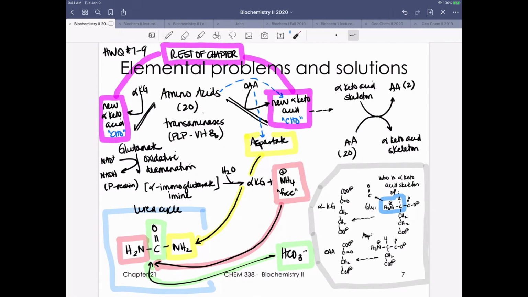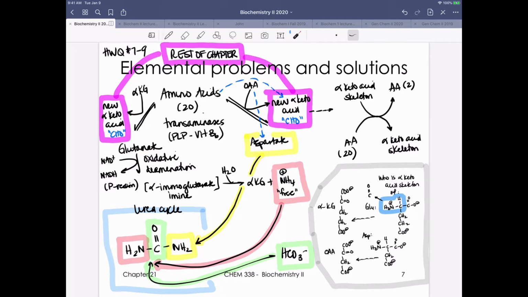All right, a busy slide here. So let me sort of break it apart again. We had a few homework questions dealing with this. Remember on our last slide, we said that we're basically having 20 different amino acids, and we're going to funnel them to either glutamic acid or aspartic acid.